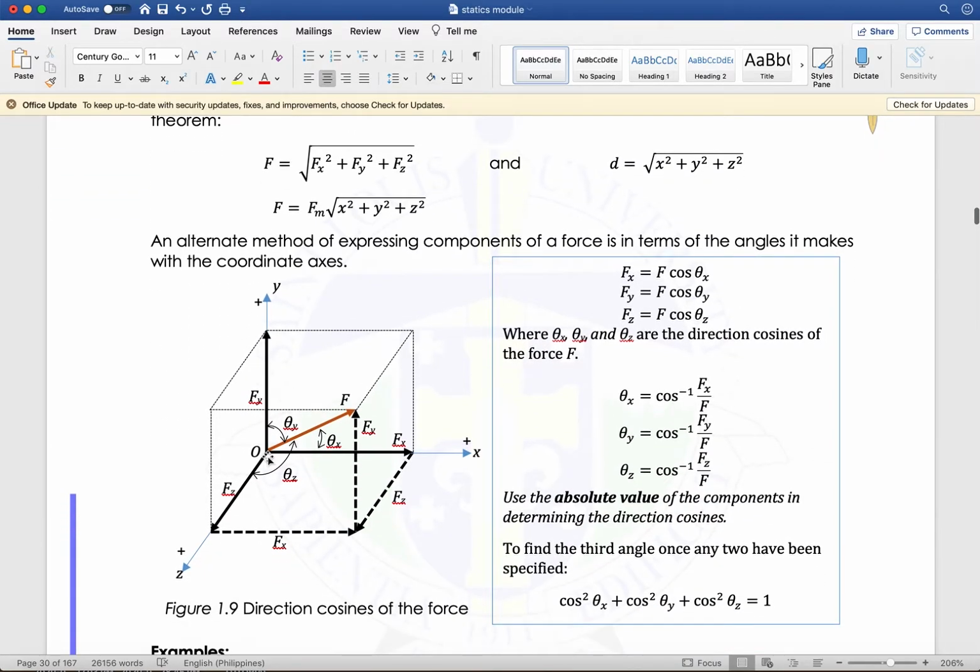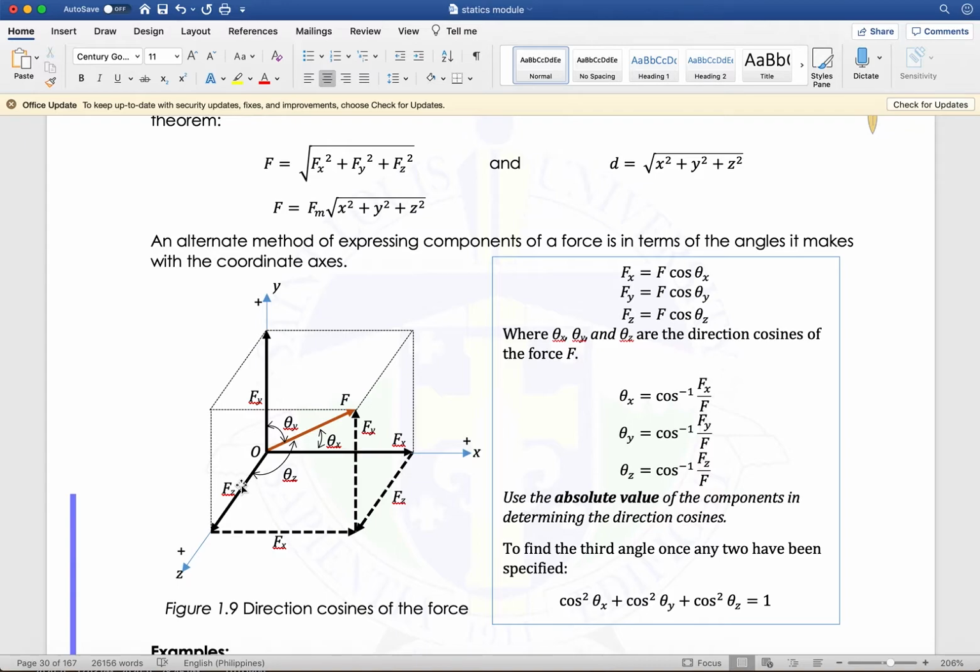So you have here your force F in a space or in a three-dimensional perspective. We have here theta x, the angle between the x-axis and the force. We have here theta y, the angle between the y-axis and the force. And we have here theta z, the angle between the force F and the z-axis. So we have the f of x, f of y, and f of z.